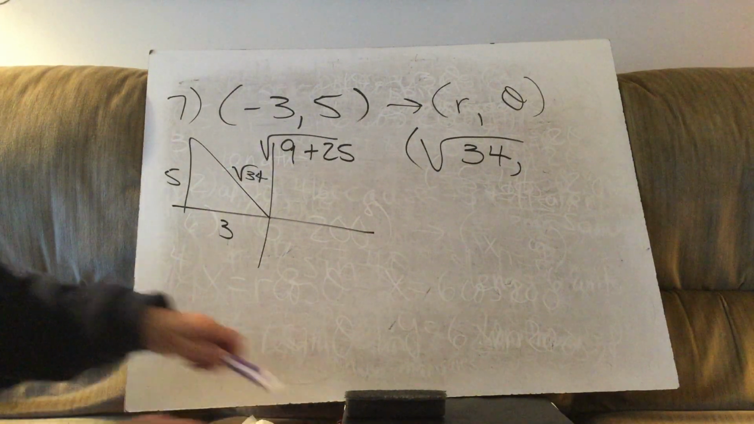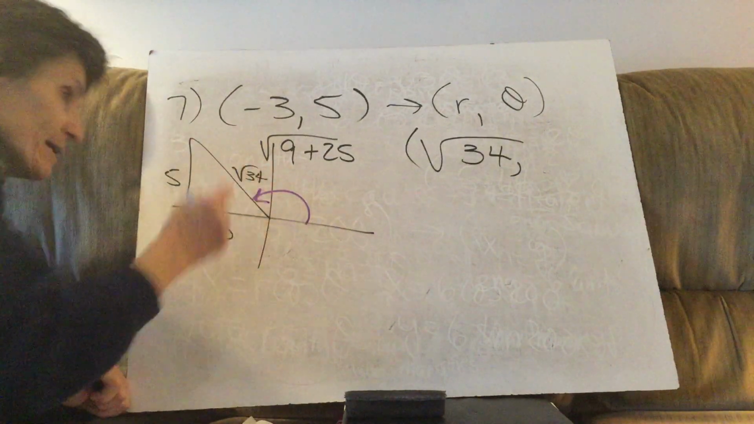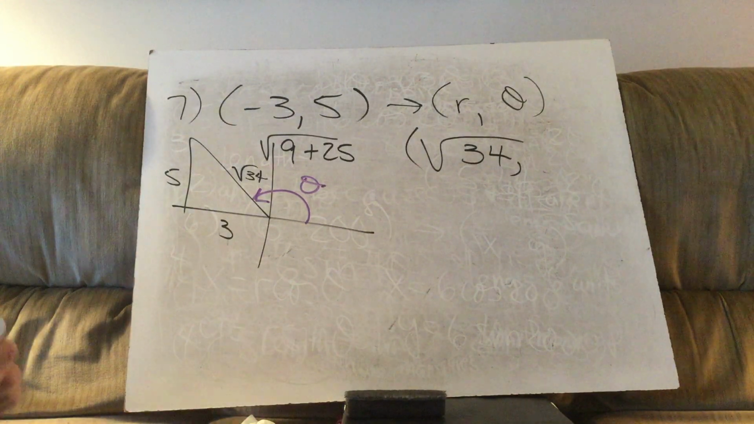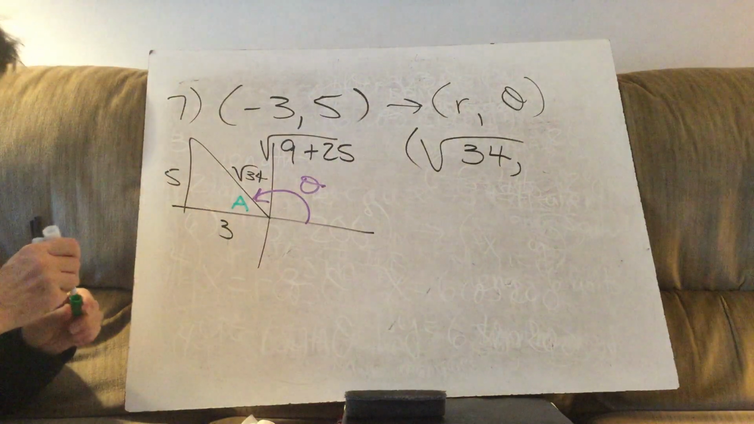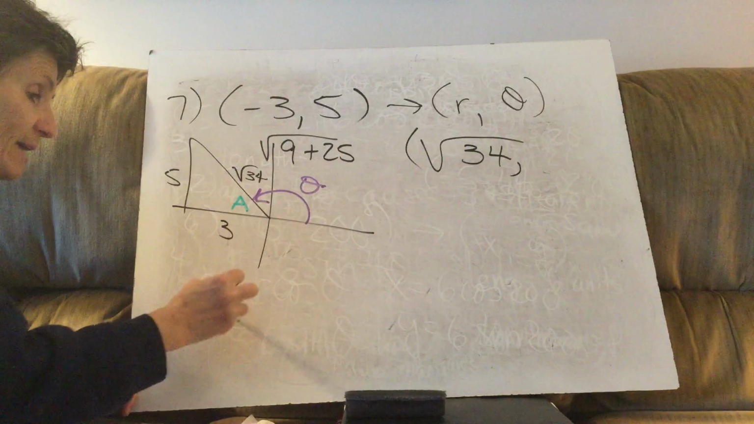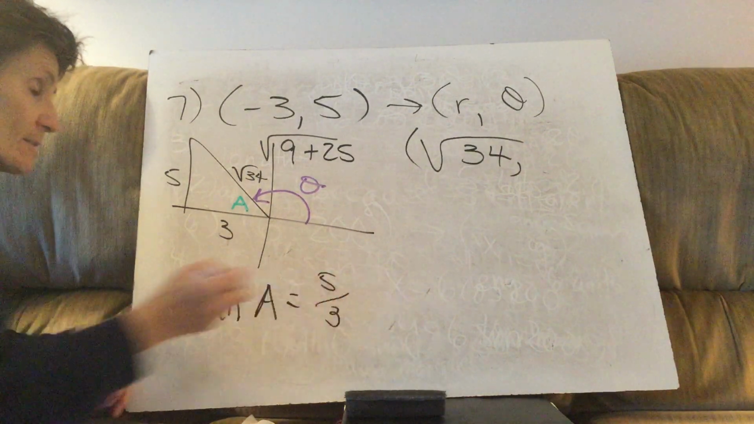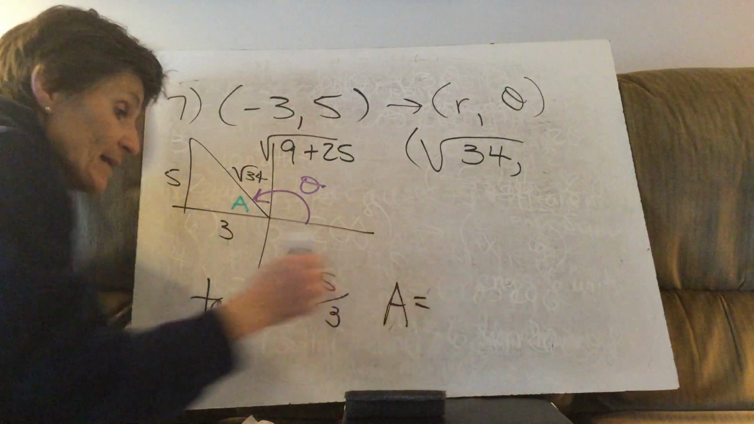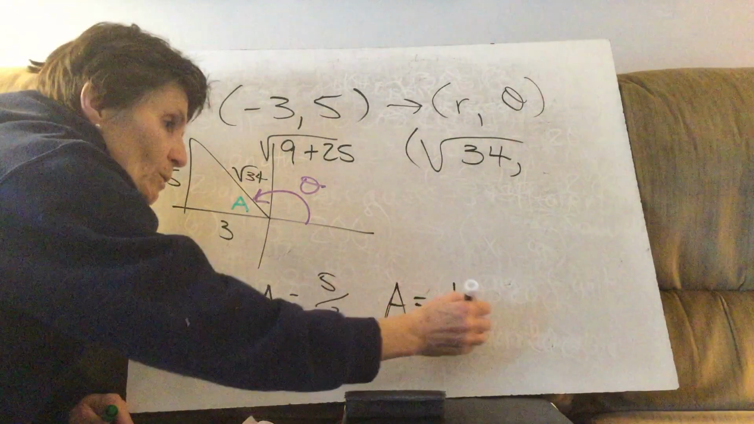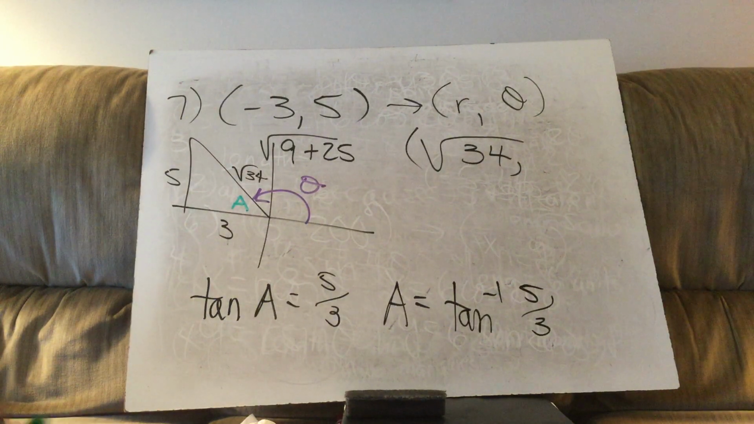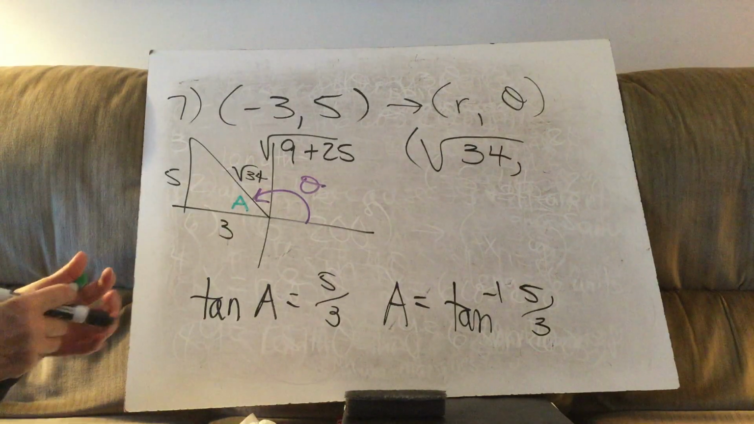Now, your theta value is actually this guy right here. That's going to be theta. But as usual, we can't find theta directly. We'll have to find angle A. So to find angle A, we'll say the tangent of A equals 5/3. And then to get the angle, we will take the inverse tangent of 5/3. When I do that on my calculator, I get 59.04.